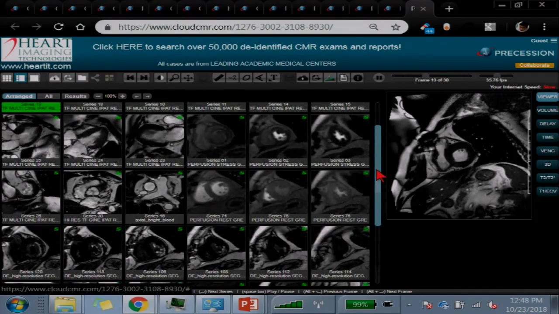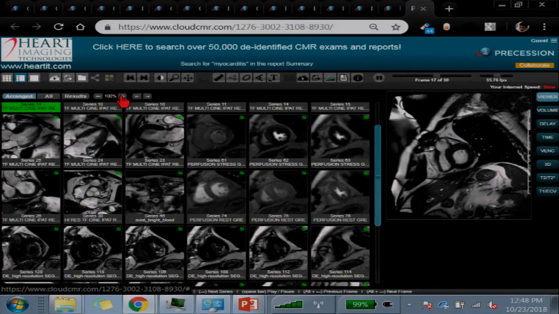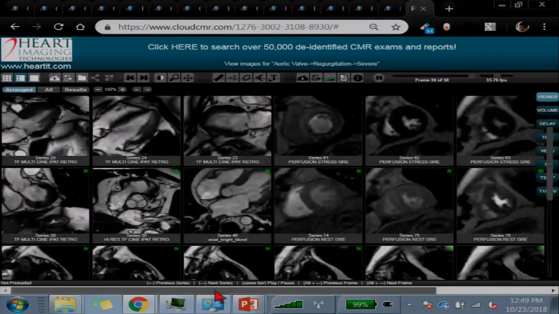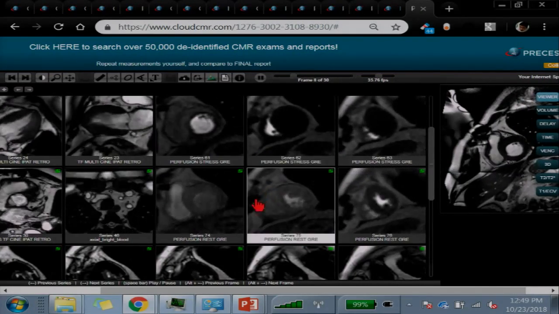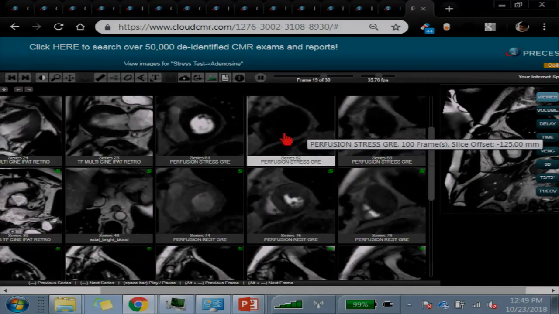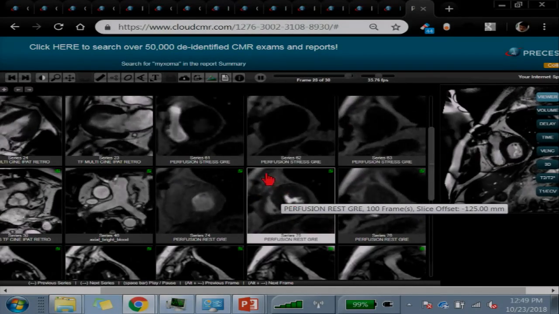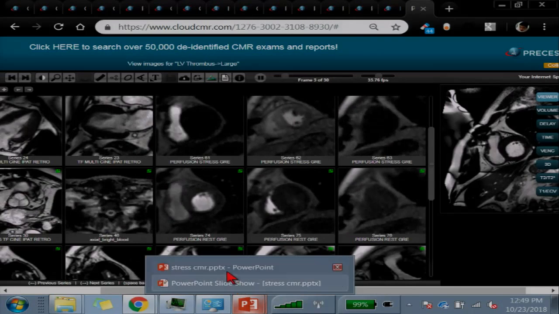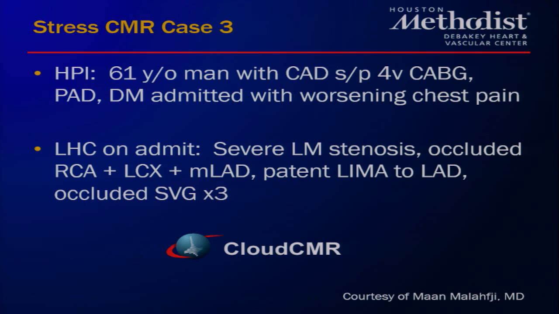But the thing you'll appreciate is, even though there's infarct in here, there's actually more ischemia. There's more ischemia going up into the anterior wall as well. See that? Okay, so that's enough of the cases.